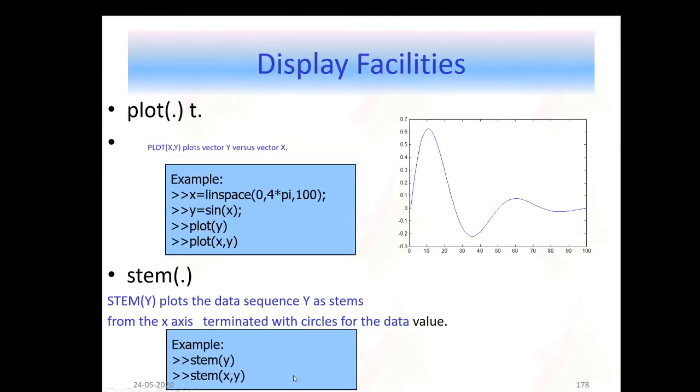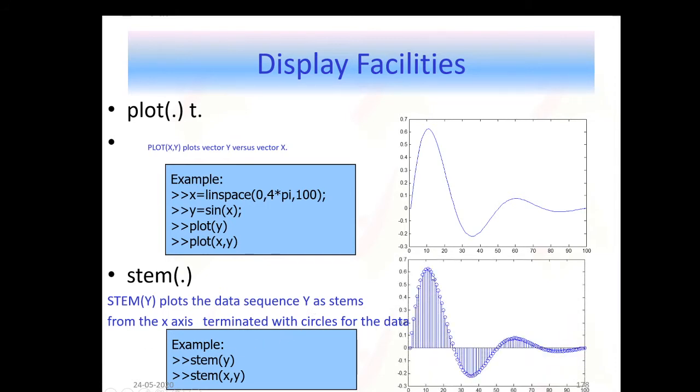A new thing in the next one is stem. It plots the data sequence y as stems from the x-axis, terminated with circles for the data value. On the y-axis, it is terminated with small circles. It looks like stems for each and every value of x. The amplitude is going to be in terms of steps.